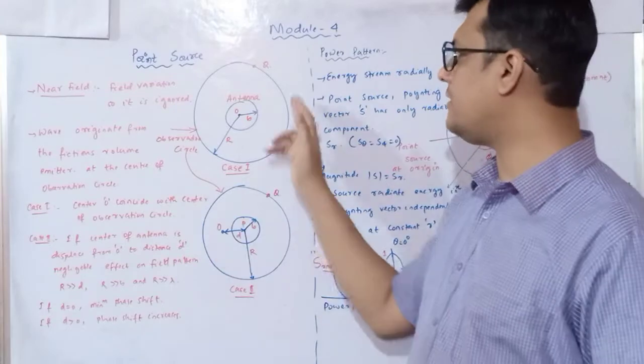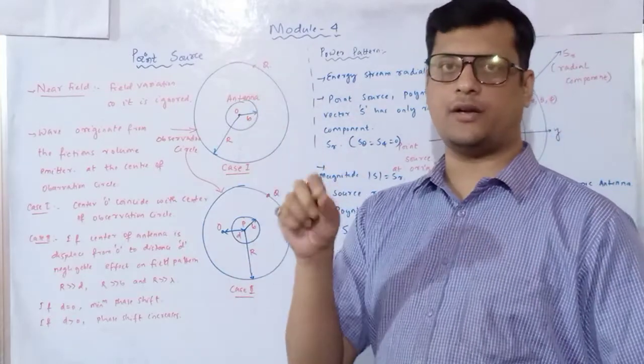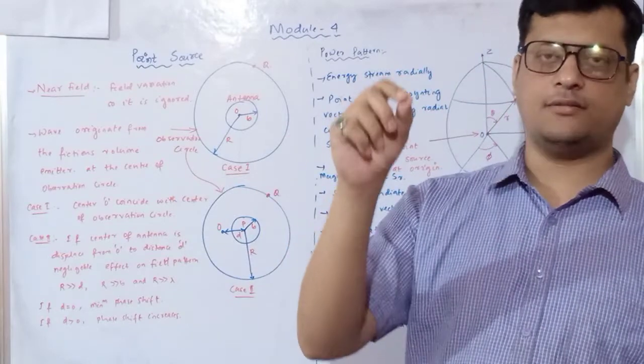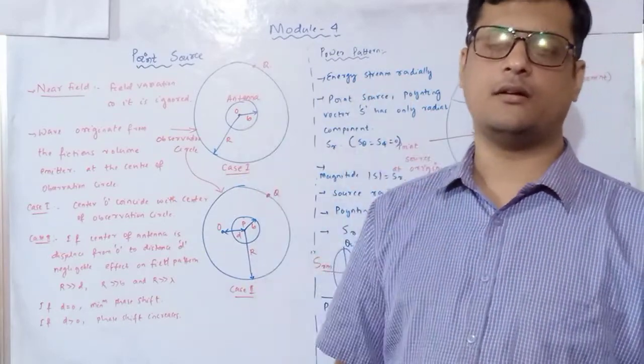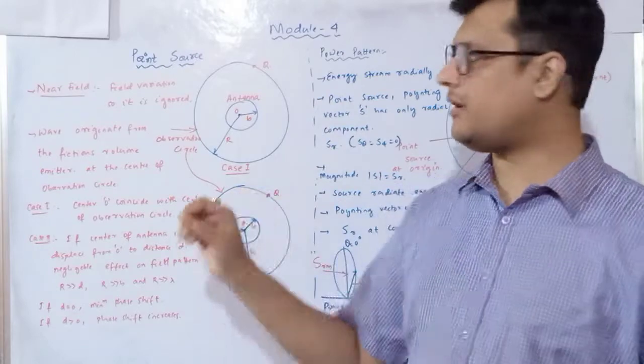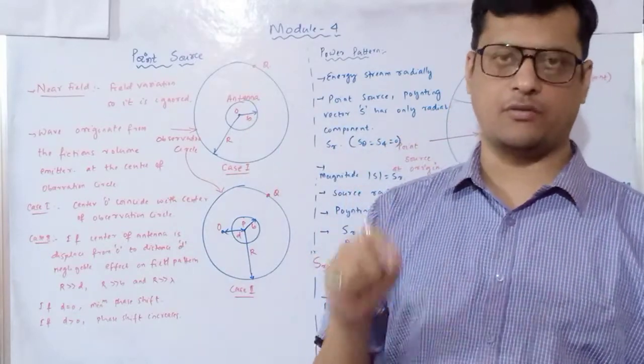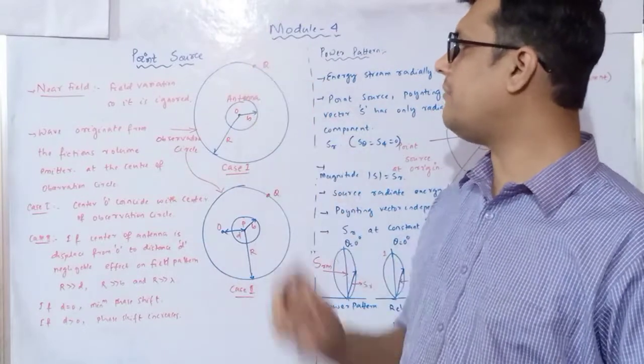So let us consider the point Q as the observation point on the observation circle, and the point source lies at the center of this observation circle. So this is the center of the observation circle, noted as point O, and the point Q is measured.